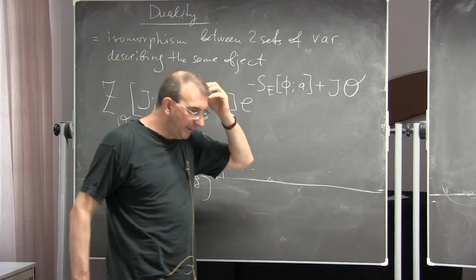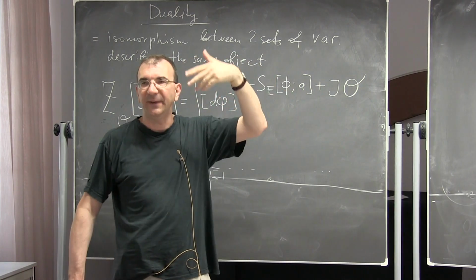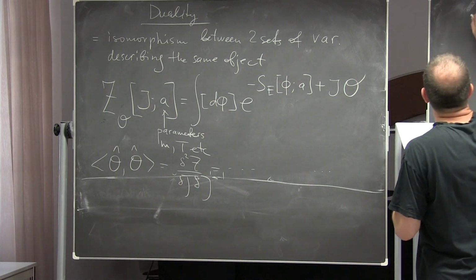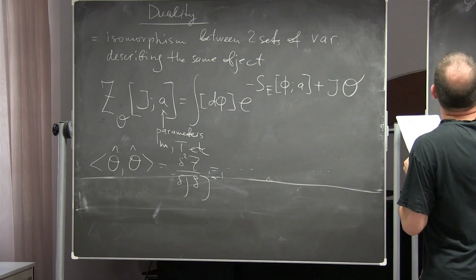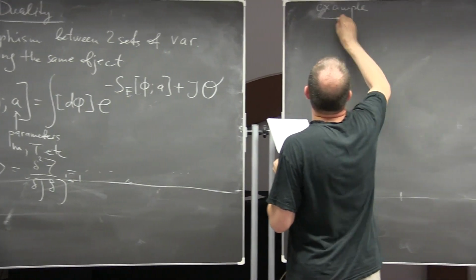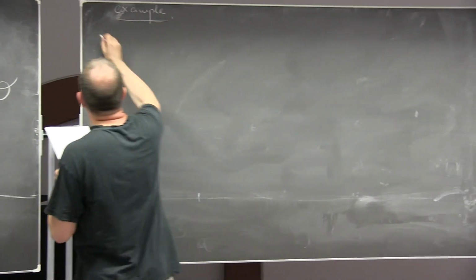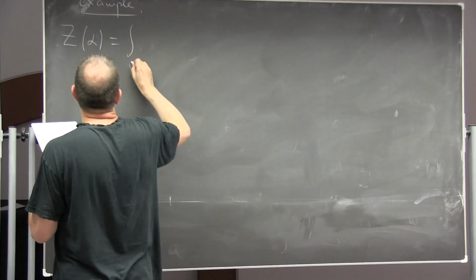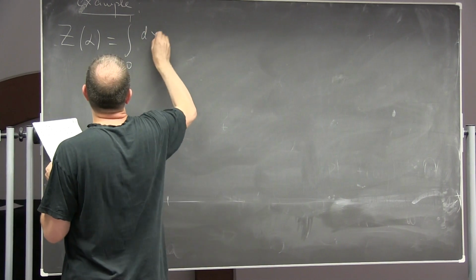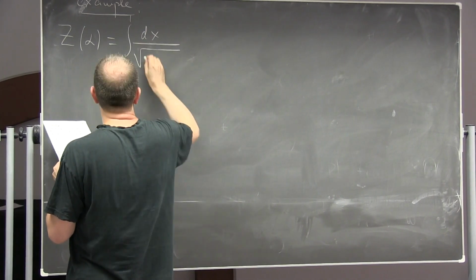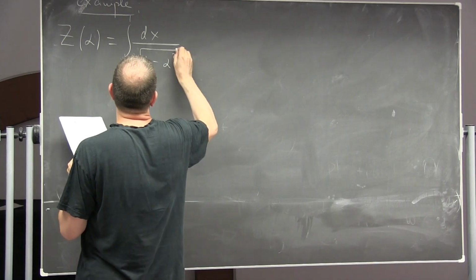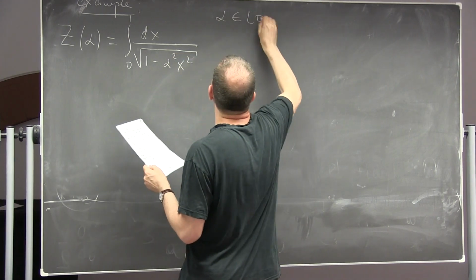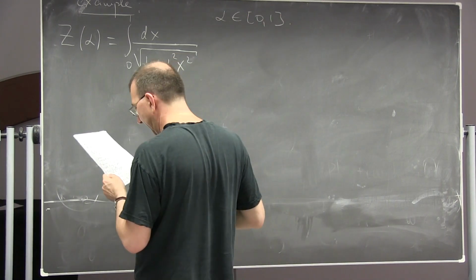Now, when you're dealing with an integral in general and you integrate over something like x, let me write down the primitive integral, a very simple example. Maybe too simple, but nonetheless. Let me write down Z of alpha in the form: integral from 0 to 1 of dx over the square root of 1 minus alpha squared x squared. And let alpha be in the interval from 0 to 1 for definiteness.